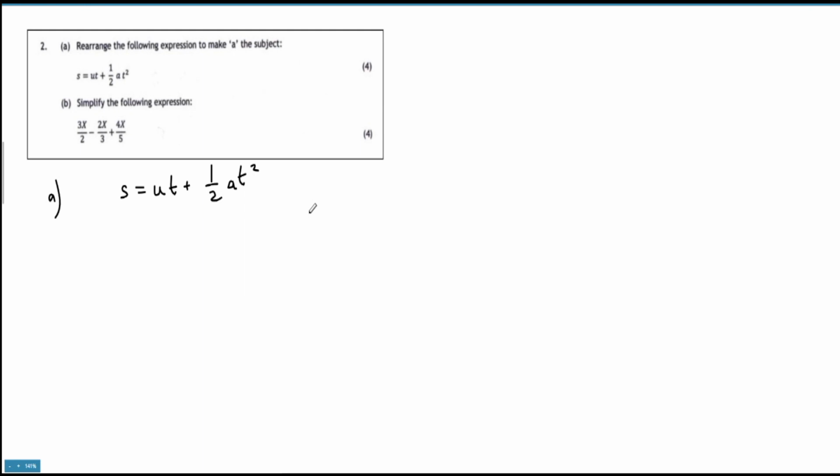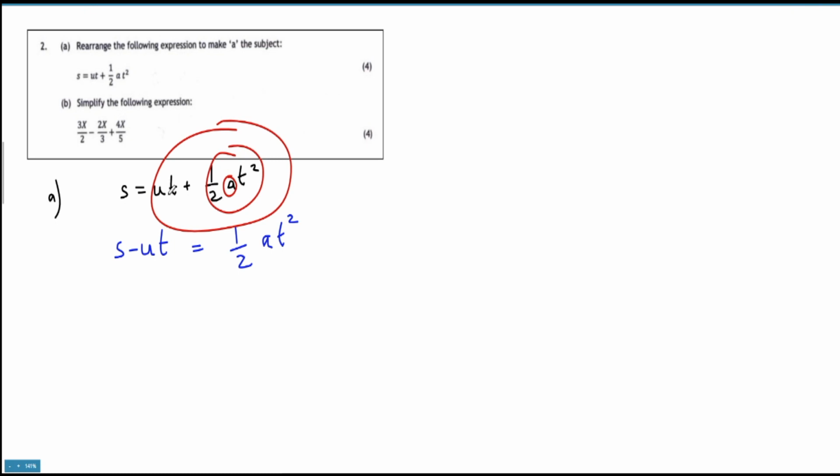Let's get rid of the ut first of all, so I minus that off from both sides. So we end up with s minus ut is equal to 1/2 at squared. And then we're trying to get a. I'm looking at this a bit like an onion. I want to pull these things off, and this is why I moved that ut first as the easiest thing to pull off. Then I will slowly work closer and closer to this a.